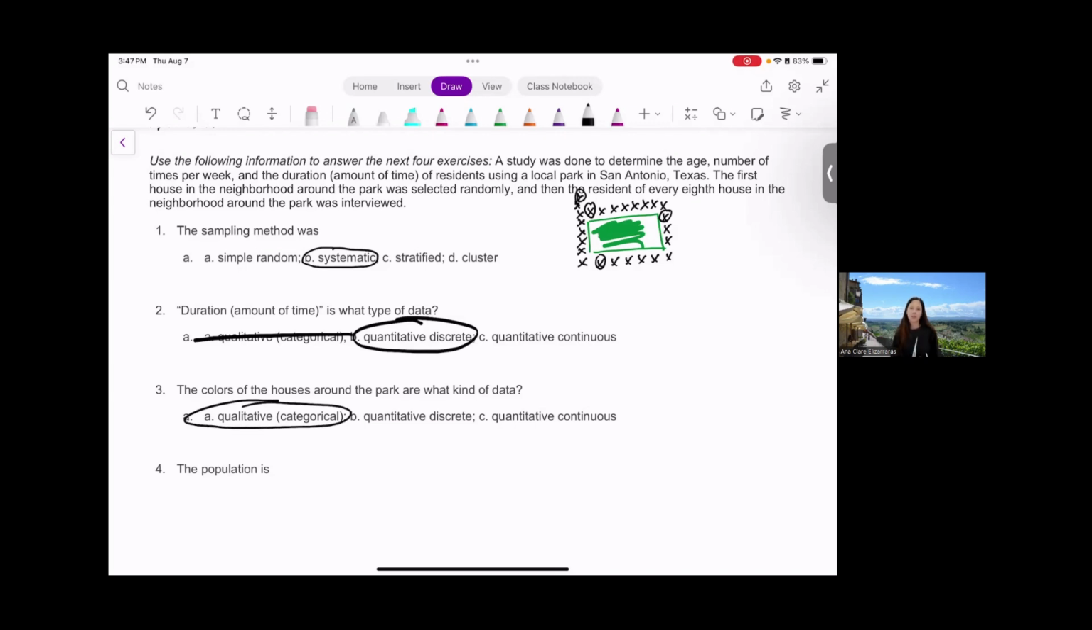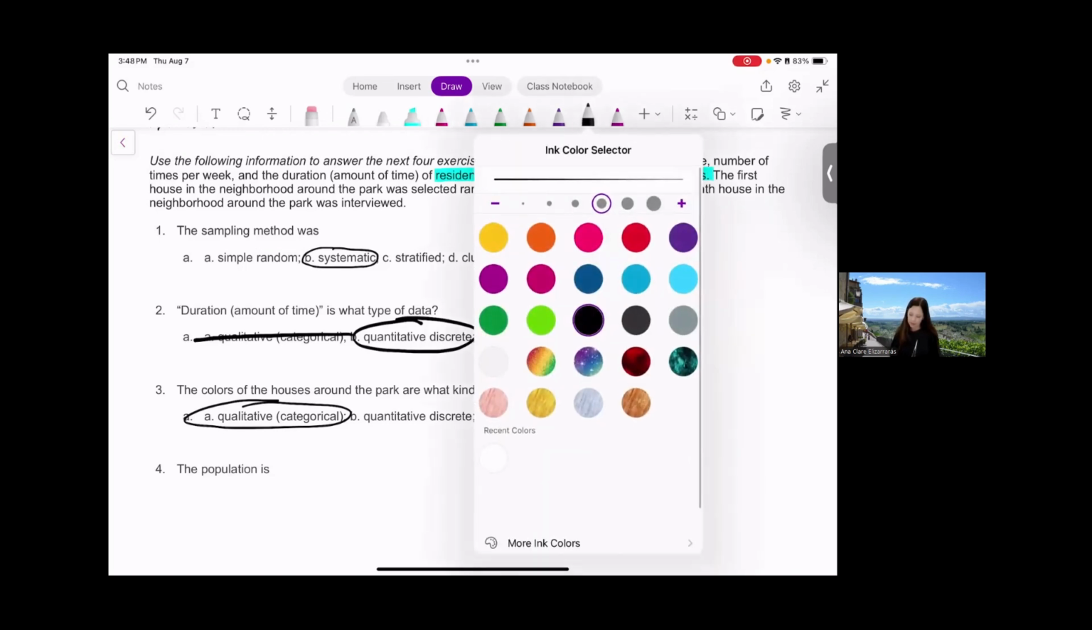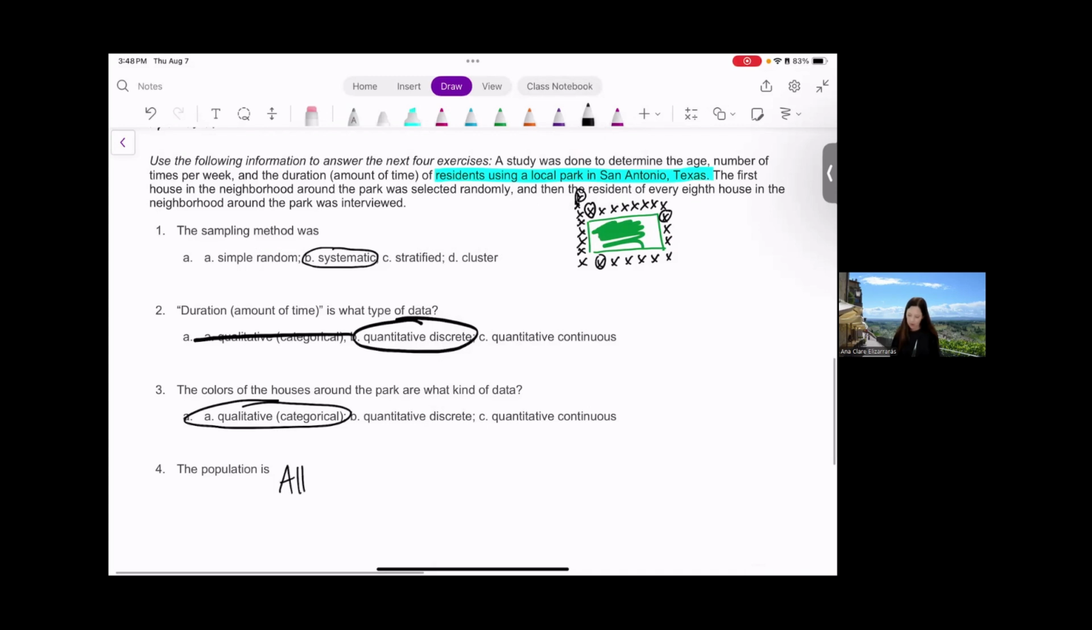Now, what is the population? Who are we talking about? Where did we get all of these variables from? We got it from the people at the park. So let's go back and be specific about our population. All right, a study was done to determine the age, number of times per week, and the duration of residents using a local park in San Antonio, Texas. All right, so the population is all residents who use the local park in San Antonio, Texas.